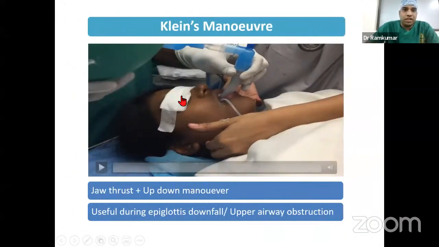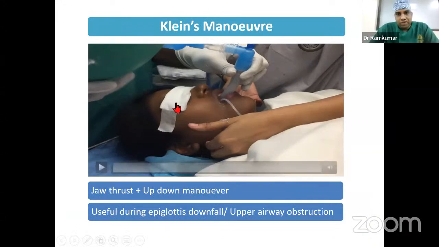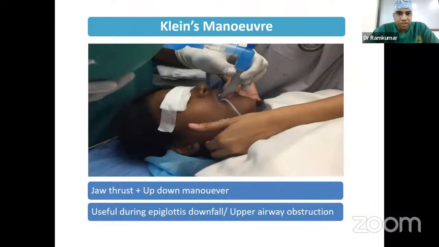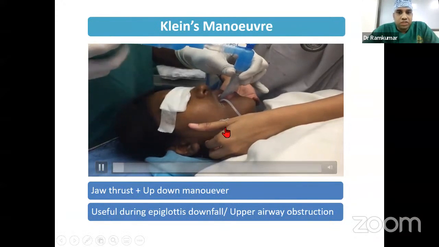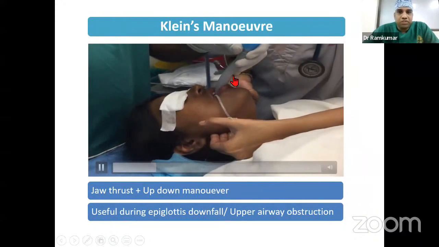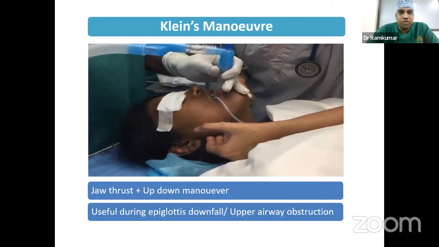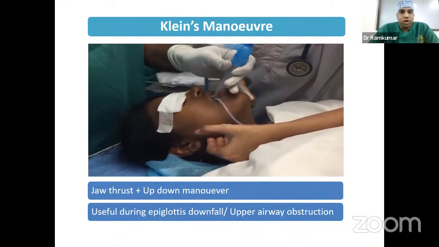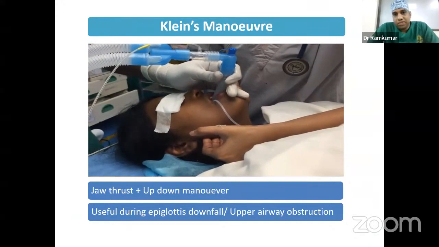And the other maneuver is called the Chandy maneuver. It was initially described for the LMA, but can be applied to any other device where, again, there's an OSA patient or epiglottis downfall is suspected, or where the patient has an upper airway obstruction, which you can identify during mask ventilation. What you have to do is ask your assistant to do a jaw thrust. A jaw thrust is done, and the mask is inserted. With the cuff inflated, with bag ventilation, you just remove the device 4 centimeters upwards and reinsert it. At one point, you are able to get very good ventilation with the least resistance. That's the best place to keep it.